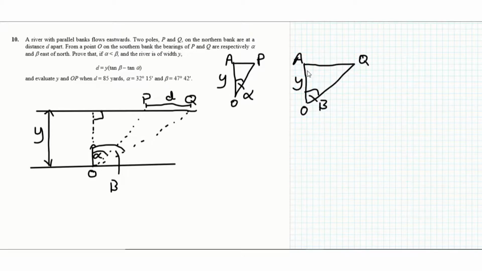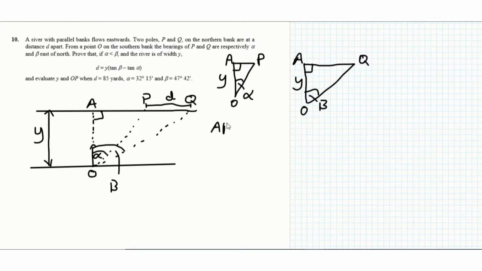And we can work out the distance from A to P and from A to Q, and then the distance from P to Q, which is d, is just going to be the distance from A to Q minus the distance from A to P. And with our rules of trigonometry for right angle triangles, tan alpha is equal to opposite over adjacent, so AP over y. So AP is equal to y tan alpha. This is already looking pretty good.